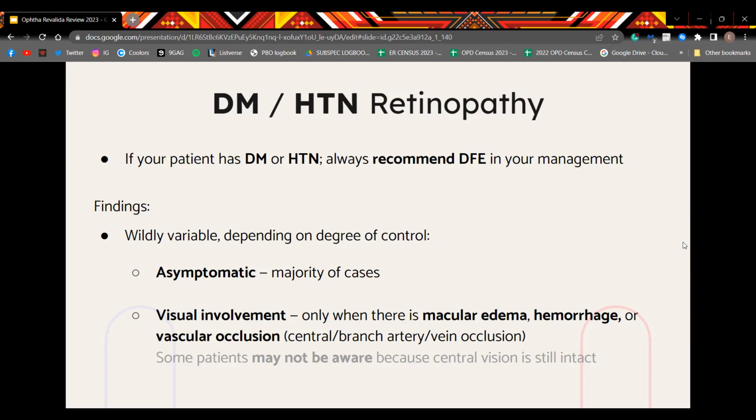Kapag new patient siya. Ang findings kasi ng diabetic and hypertensive retinopathy, it's wildly variable, no? Majority would be asymptomatic. So, kaya ako sinasabi na hindi siya magiging main diagnosis nyo. Kasi most people would be asymptomatic eh. Ang visual involvement niya only presents when there is involvement ng macular edema, if may hemorrhage na or may pagdudugo na talaga, massive na yung may vitreous hemorrhage na dun sa eye, or if may vascular occlusion na dun sa eye. Okay?